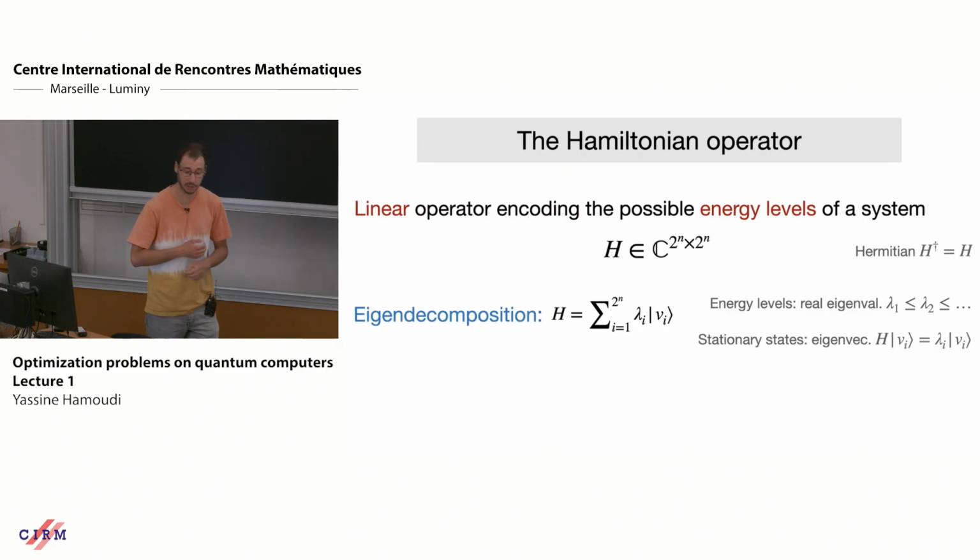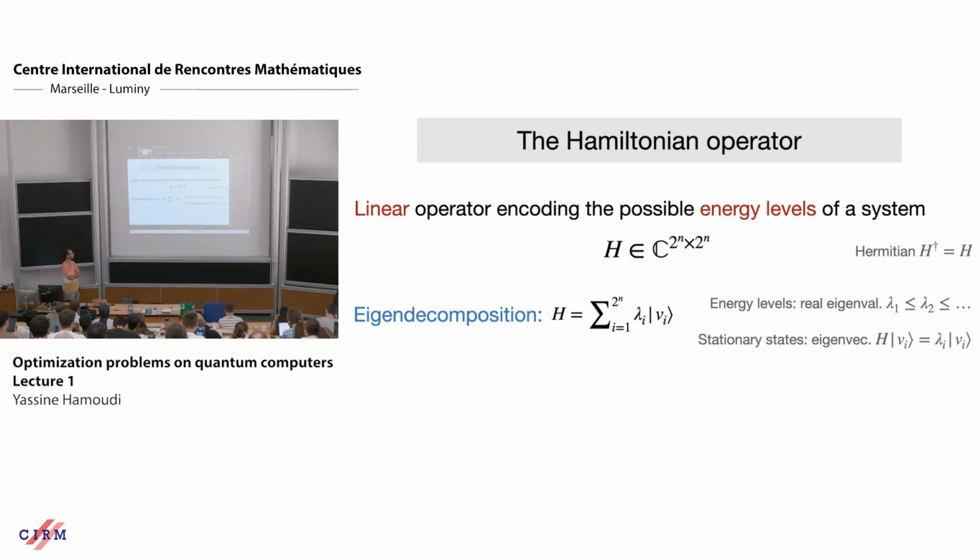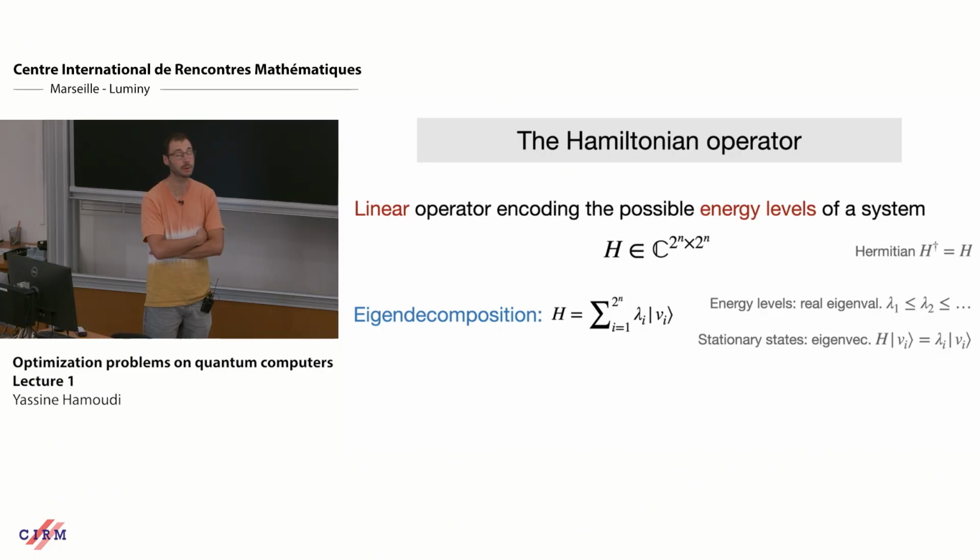Okay, so because it is Hermitian, there is something very nice, which is we can give an eigendecomposition, so decomposition into eigenvectors and eigenvalues. The eigenvectors, denoted by ket v_i, represent the possible stationary states of your system. And the eigenvalues represent the energy levels. They have to be real numbers because it's a Hermitian matrix. And we'll define them in order. So lambda 1 is the smallest energy, then lambda 2, lambda 3, up to lambda 2^n.